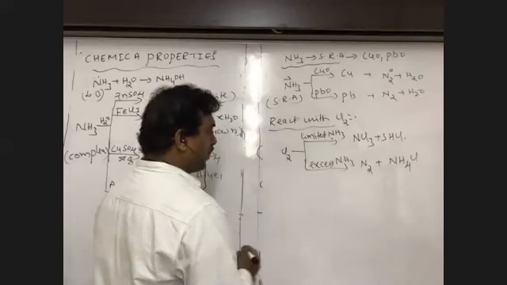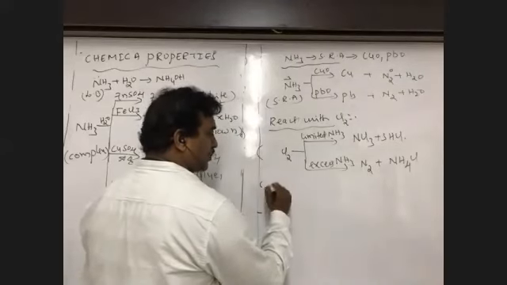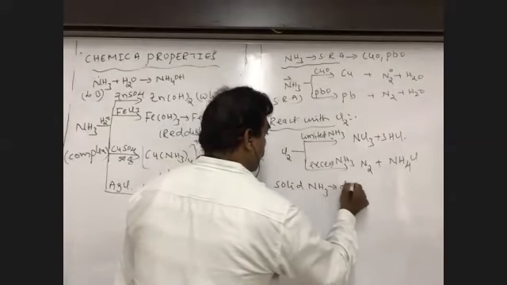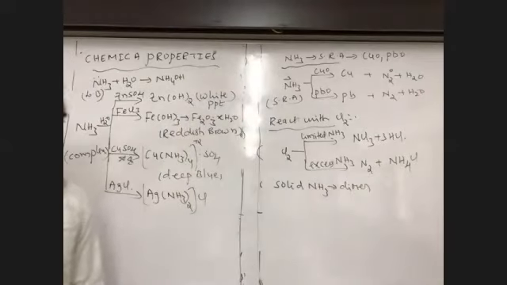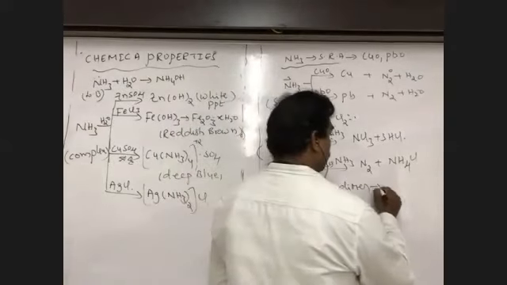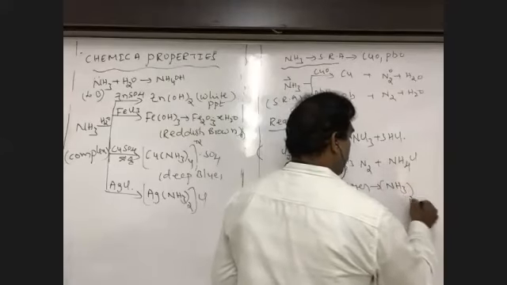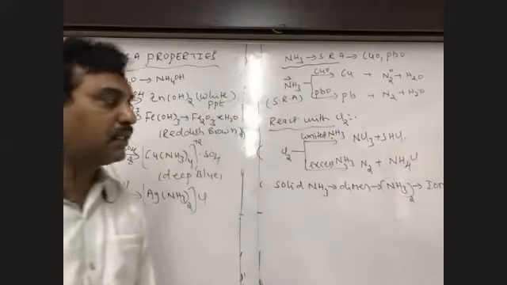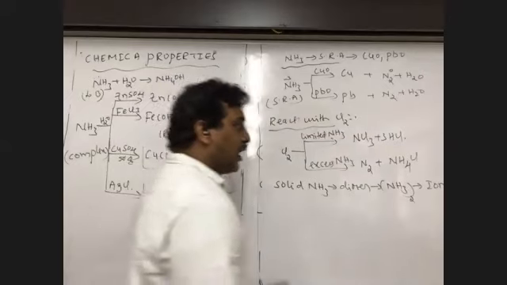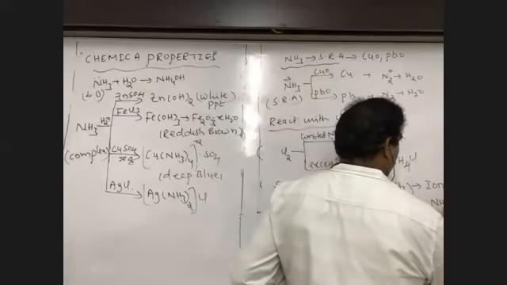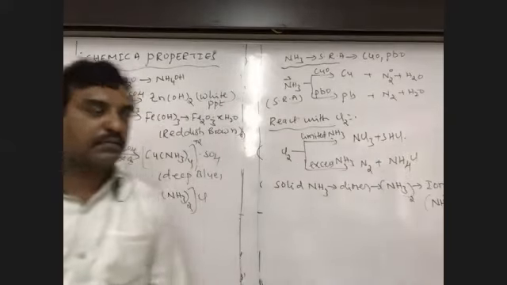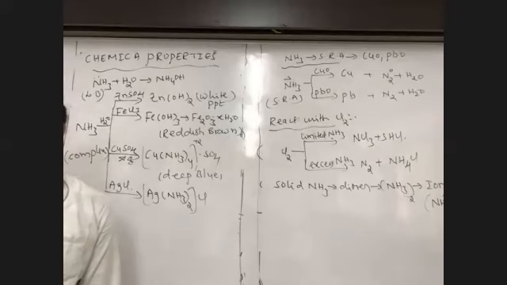Next, ammonia in the solid state exists as a dimer. Dimer means a combination of two molecules, that is, NH3 taken twice. This compound also exists in an ionic form. In the ionic form, it exists as NH4 plus 1 and NH2 minus 1.